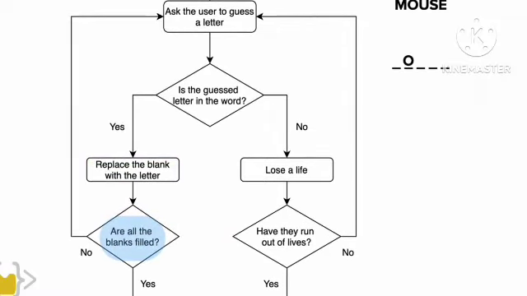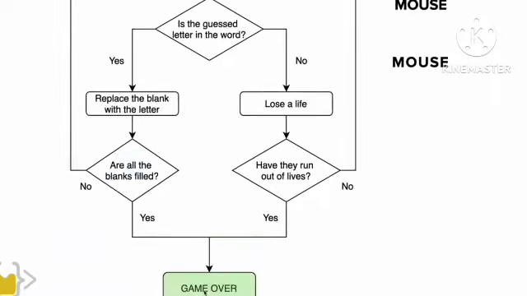Now, the next stage is we have to check, are all the blanks filled? Are all of these blanks removed? Because in that case, it means the user has guessed all of the letters correctly. Well, at the moment, it's definitely a no because we've only guessed one letter. So then we go all the way back to the beginning and we ask the user to guess another letter. Now, at some stage of the game, all the letters will be guessed, and then we can answer yes to this question, which means it's game over. The user has won because they've guessed all the letters correctly.